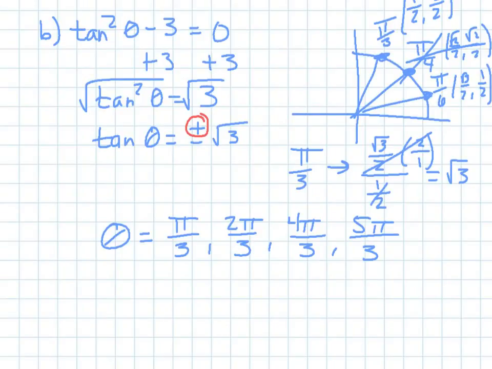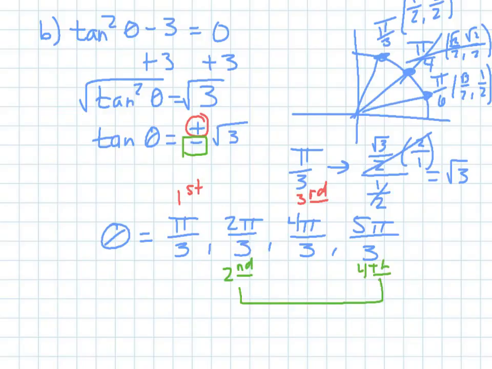Okay, well, we'll think about which ones are in the first and the third. This one's in the first, and then fourth, or 4 pi over 3, is in the third. Then the other ones, 2 pi over 3 is in the second, and 5 pi over 3 is in the fourth, and they are the ones that give you a negative square root of 3.